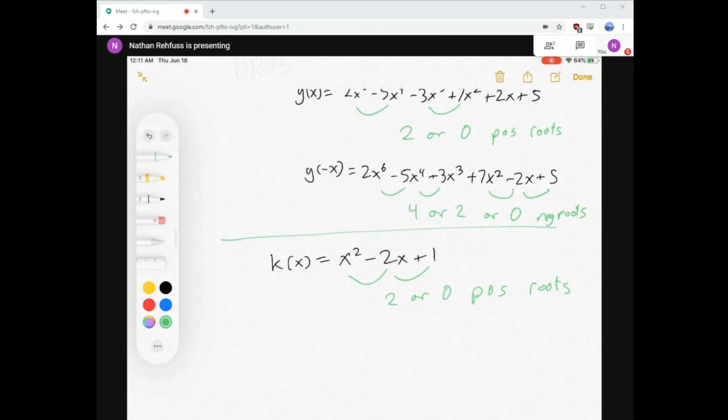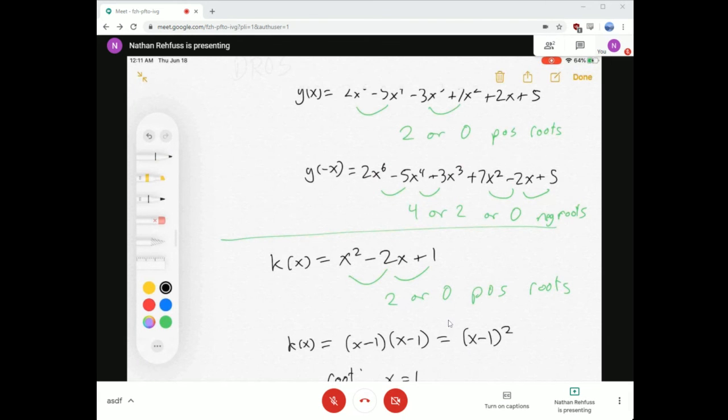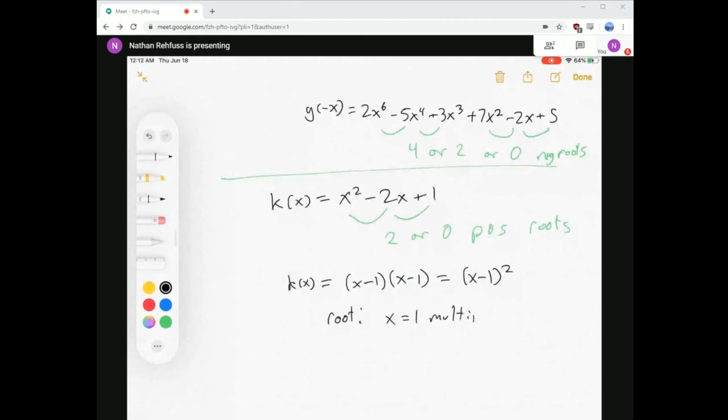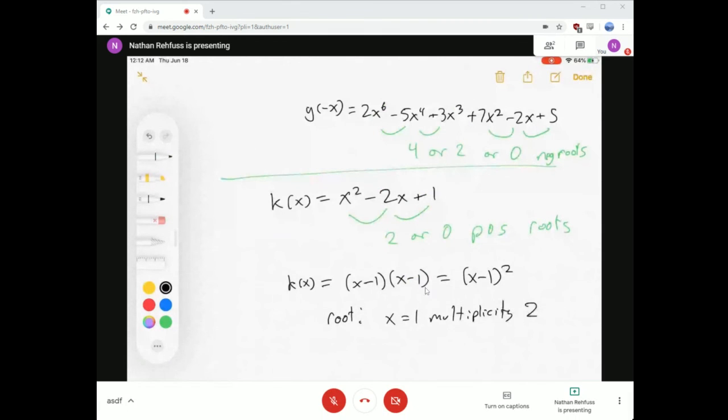But the thing is, I can factor k of x. X squared minus 2x plus 1 factors as x minus 1 times x minus 1, or x minus 1 squared. So there's only one root, and the root is x equals 1. So what gives? I said there would be 2 or 0, and there's only one of them. Well, this is a root of 1 with a multiplicity of 2. The factor shows up twice, so that counts as 2 positive real roots.